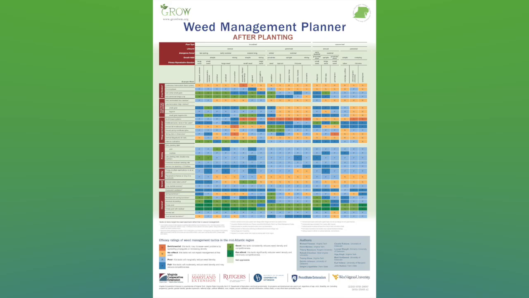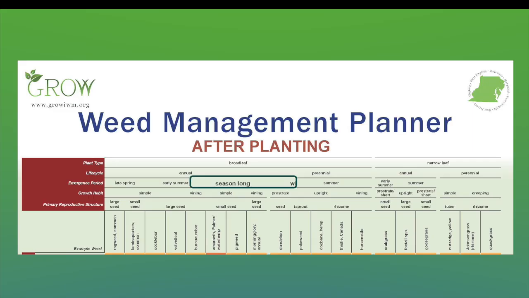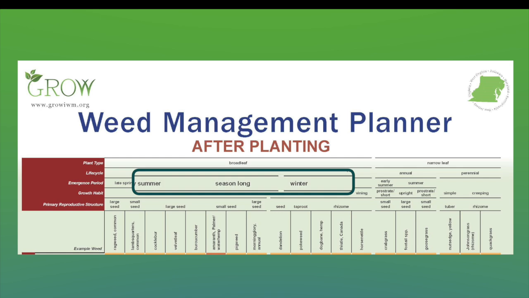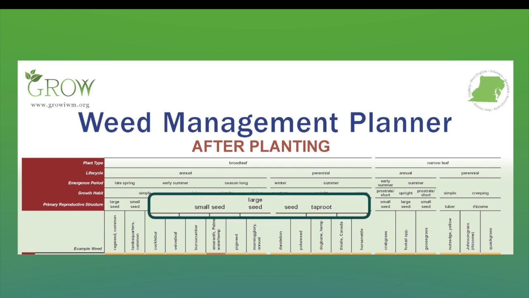The after planting chart is very similar to the first chart. It does have more characteristics for weed species with a wider range of emergence timings, growth habit in terms of upright, vining, and prostrate growth, and size of the weed seeds, since larger seeds can emerge from deeper in the soil and have more reserves to push through higher levels of residue.